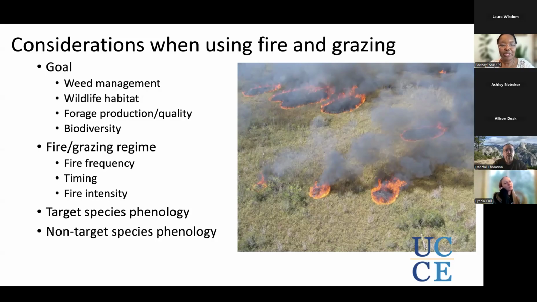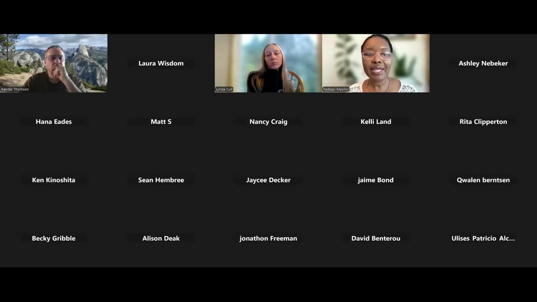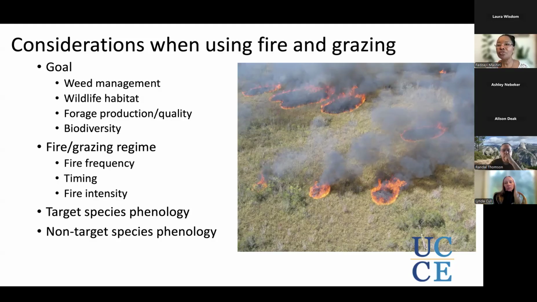if you're going to continuously use it beyond just one time. And then what time of the year, or what time across the phenology of the plants that you're grazing. Phenology is like the growth stages of the plants that you're burning. What time makes sense for you to burn? If you have a targeted species that is more vulnerable to burning or grazing at a specific time, then you want to make sure that your timing of grazing or burning targets that time of the year or growth stage where your targeted species is more vulnerable.